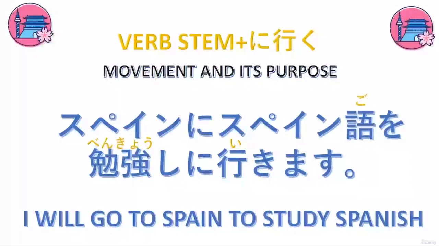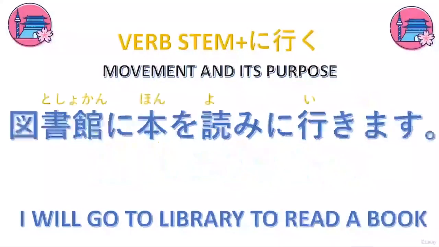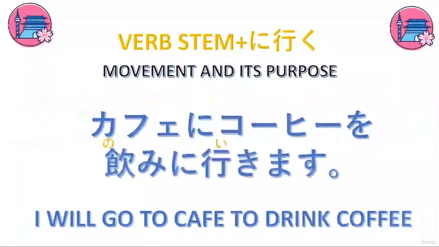So I will go somewhere to do something. 図書館に本を読みに行きます. I will go to the library to read a book. カフェにコーヒーを飲みに行きます. So I will go to the cafe to have coffee, to drink coffee.